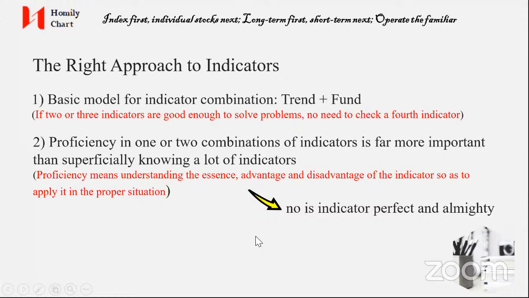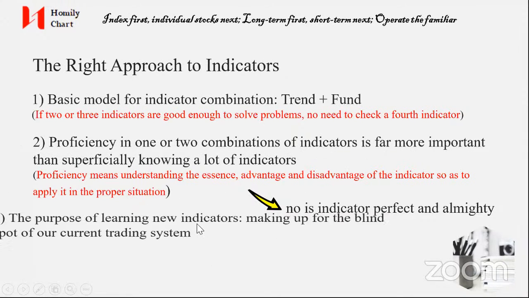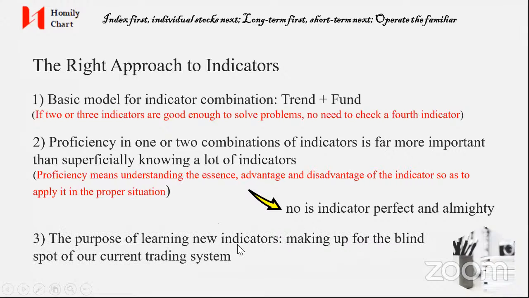Of course, no indicator is perfect and almighty. It means each combination of indicators has its own disadvantage also. So this is the purpose for us to learn new indicators. The purpose to learn new indicators is to make up for the blind spot of our current trading system.